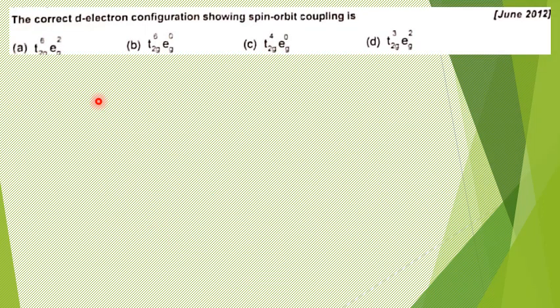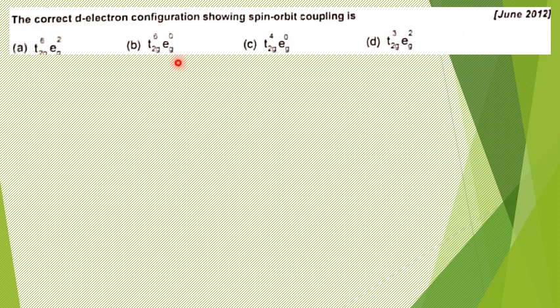Question: which is the correct d electronic configuration showing spin orbit coupling? See, spin orbit coupling has been asked here, but what I assume is that this question should have been about orbital contribution. Essentially they are expecting orbital contribution. This fact I have verified. Spin orbit coupling usually will be observed in the case of lanthanide complexes, but if we talk about transition metal complexes, this t2g eg distribution shows that they are asking about orbital contribution itself.